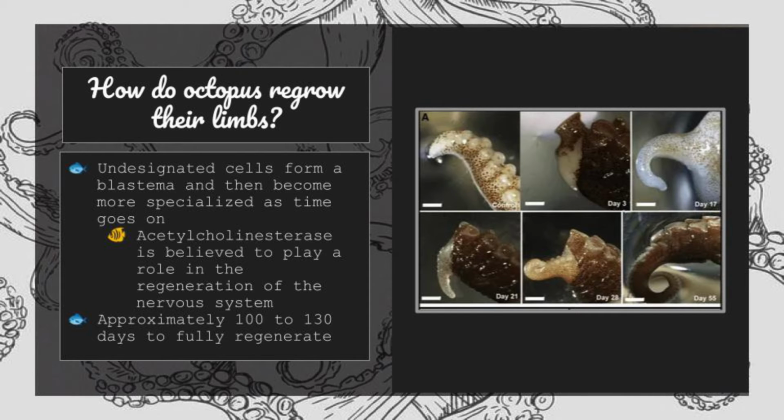While not much more is known about the complex process that is limb regeneration in octopods, a new study speculates that a protein called acetylcholinesterase may play a crucial role in repairing the tentacle, specifically in reforming the nerves in the regrowing limb.